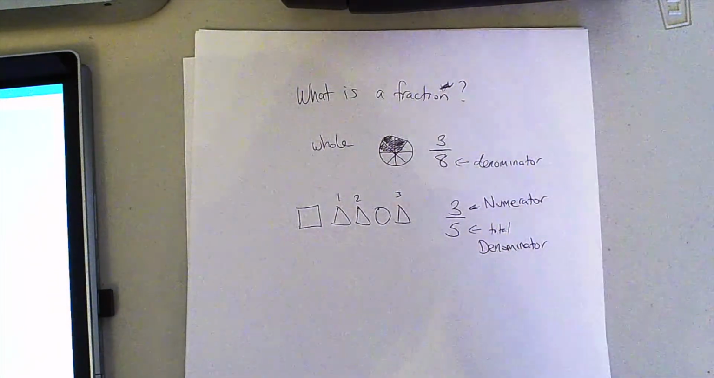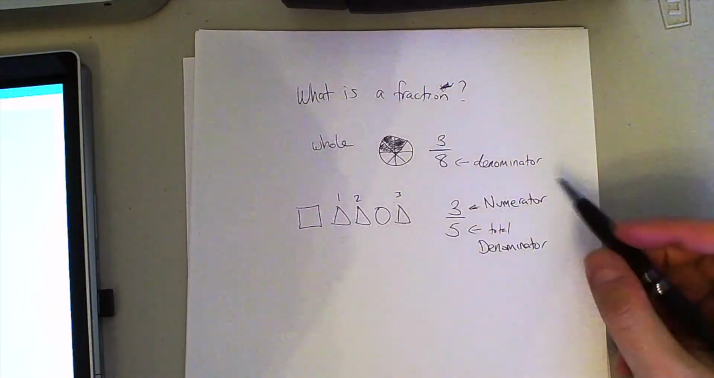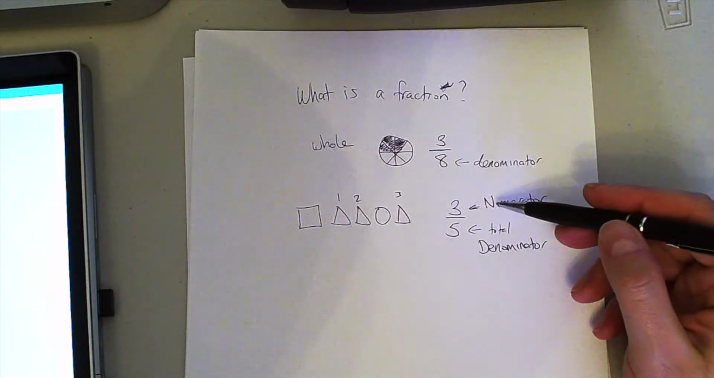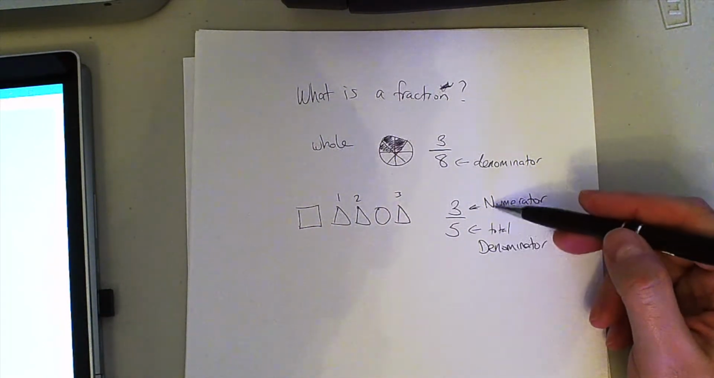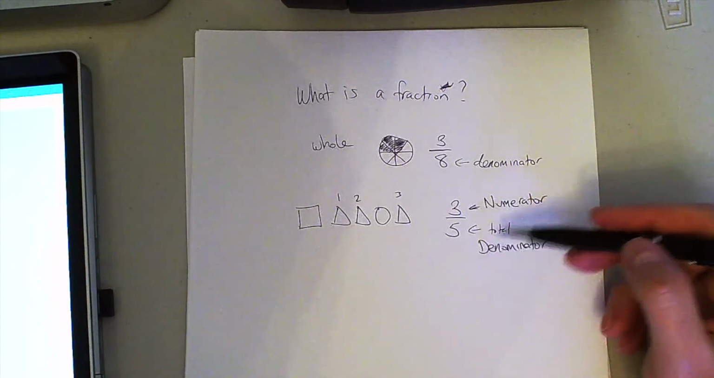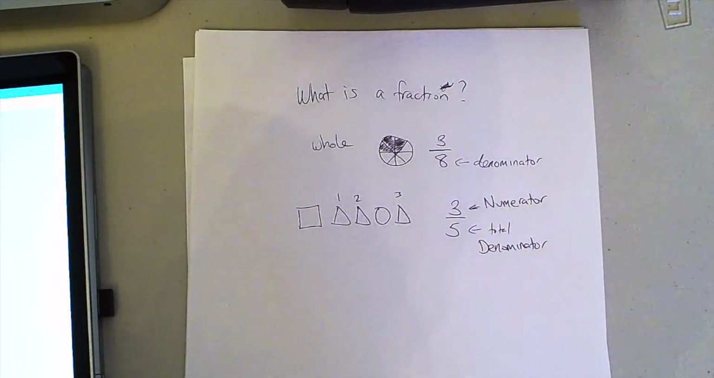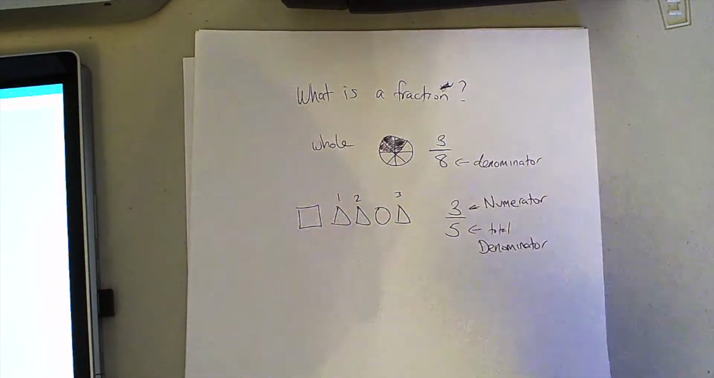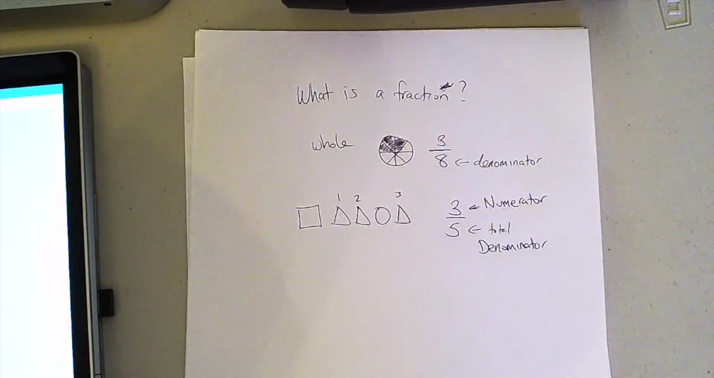Now, I know sometimes it can get confusing remembering which is which. One trick that I learned a long time ago was a teacher told me, just remember it like November, December. November comes first, December comes second. It's one way to remember it. If you're good at remembering it as numerator and denominator, then by all means stick with it. So that is basically what a fraction is.